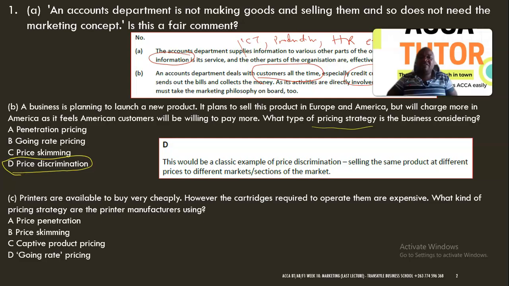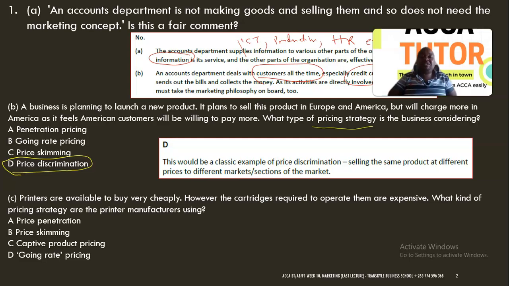Printers are available to buy very cheaply. However, the cartridges required to operate them are expensive. What kind of pricing strategy are the printer manufacturers using? Okay, in this case, we are having a certain product that is being used as a soap to attract the gullible. All right, the printers are getting to the market cheaply, but the product that is used together with them, the complementary, is having a higher price.